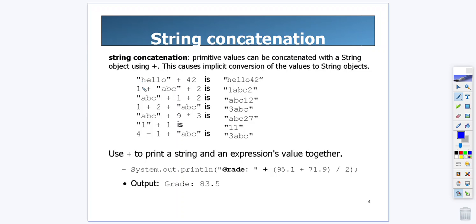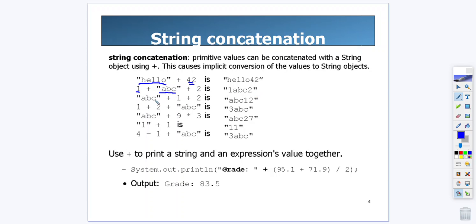Alright, so here, hello is a string, and so even though this is a primitive data, when I take a string and I join it with primitive data, it's going to implicitly convert this to a string, and it's just going to basically smush the two things together. Here we have the number 1 with the literal, and we're going to join those together to get 1ABC, and we're going to take that and join it with 2 to get 1ABC2.